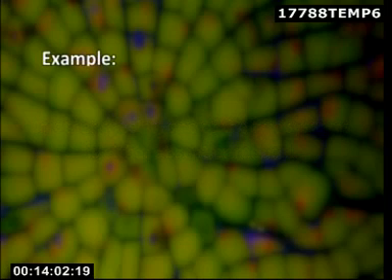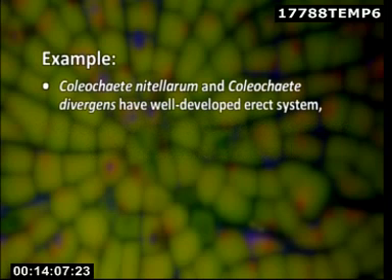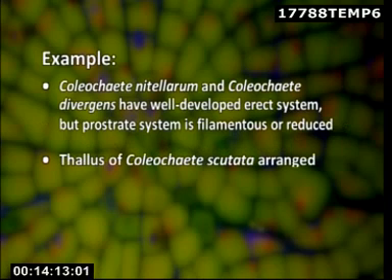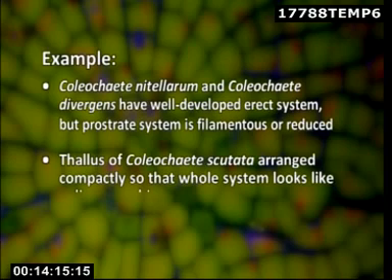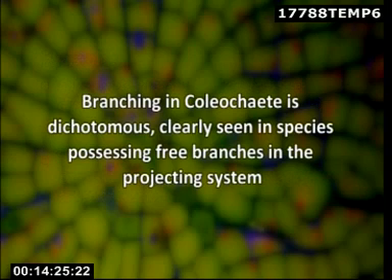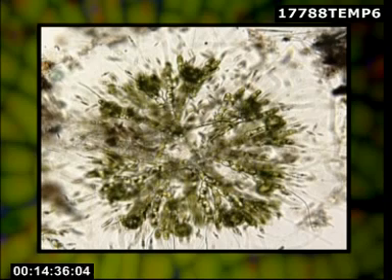For example, in Coleochaete nitellarum and Coleochaete divergens, there is a well-developed erect system, but the prostrate system is filamentous or reduced, while the thallus of Coleochaete scutata is arranged so compactly that the whole system looks like a disc or cushion. The branching in Coleochaete is mostly dichotomous, which can be clearly seen in the species which possess free branches in the projecting system as in Coleochaete pulvinata. The thallus of Coleochaete scutata is usually surrounded by a commonly gelatinous envelope.